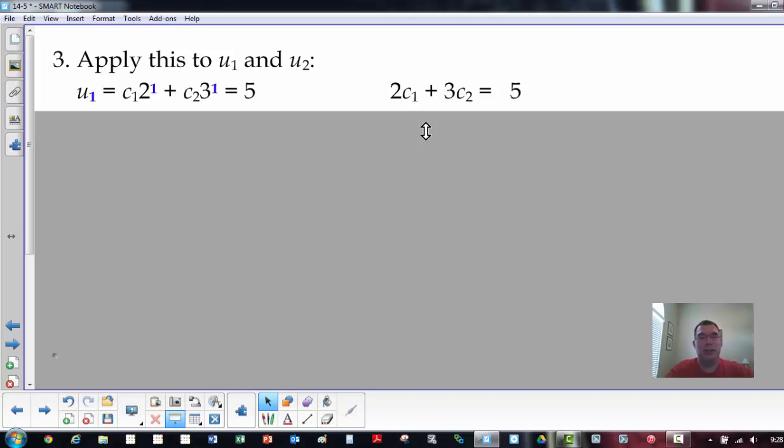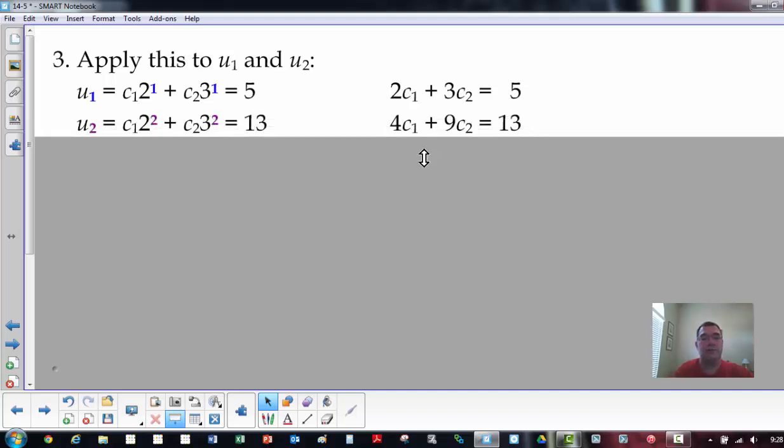Well, if I rearrange that to look a little nicer, then I get 2c1 plus 3c2 equals 5. Applying the same thing to the second term, so the unknown constant times 2 squared plus the other unknown constant times 3 squared, that has to equal 13. And if I rearrange that to look nicer, then it is 4c1 plus 9c2 equals 13.